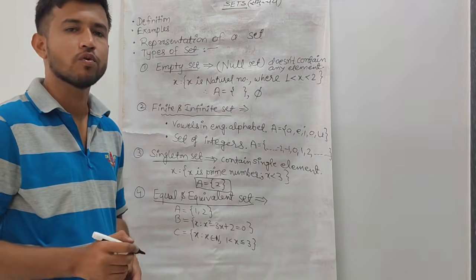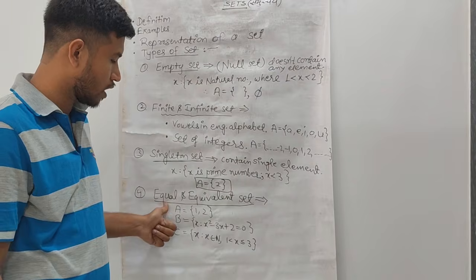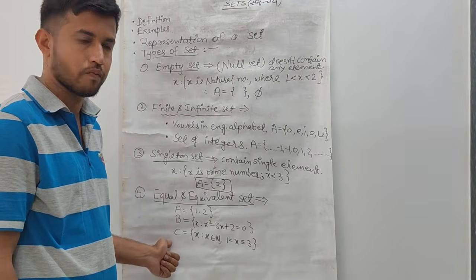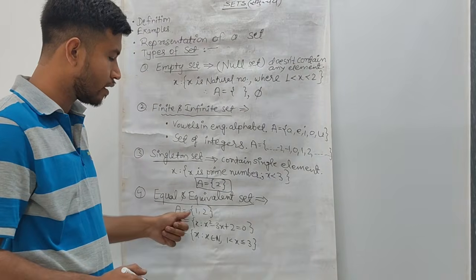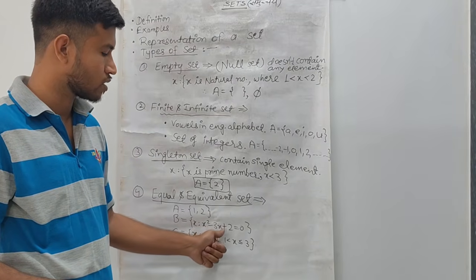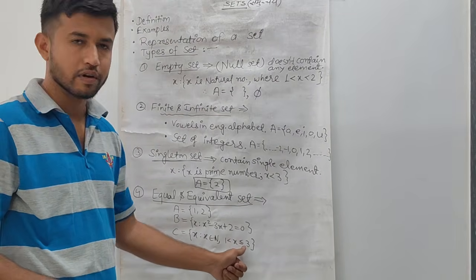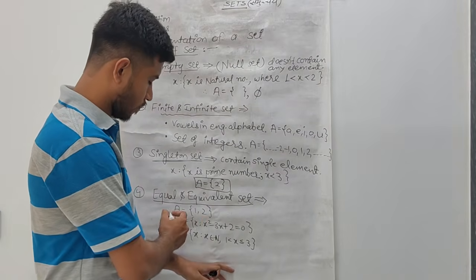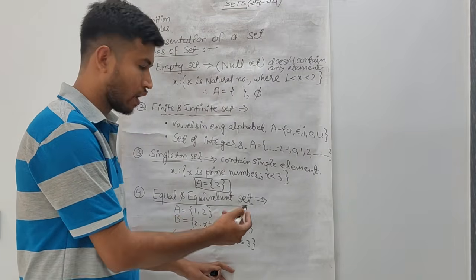Now next we will move on to the last and important type of set, which is called equal and equivalent sets. Here is an example. There are three sets given: A is 1 and 2; B is the set of x where the quadratic equation x square minus 3x plus 2 equal to 0; C is x belongs to natural number and x is greater than 1 and less than or equal to 3. Now we will have to find the elements. In set A we already have elements 1 and 2. In B we will have to find them.